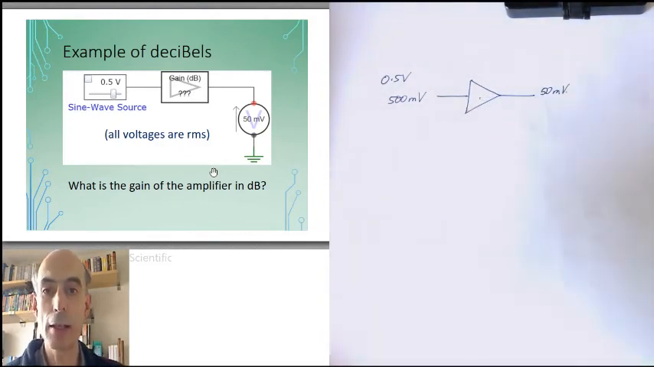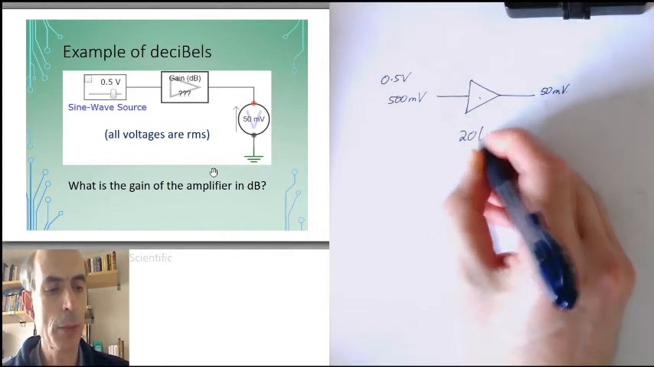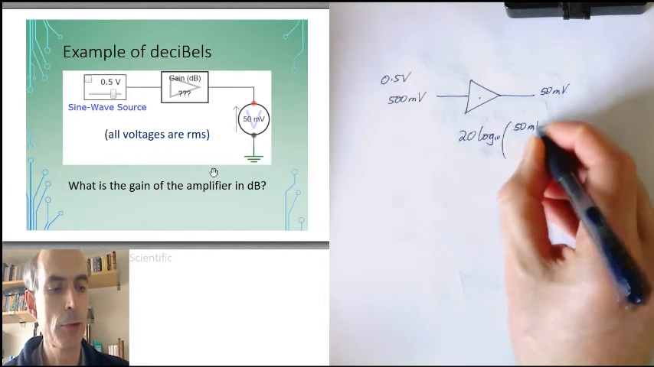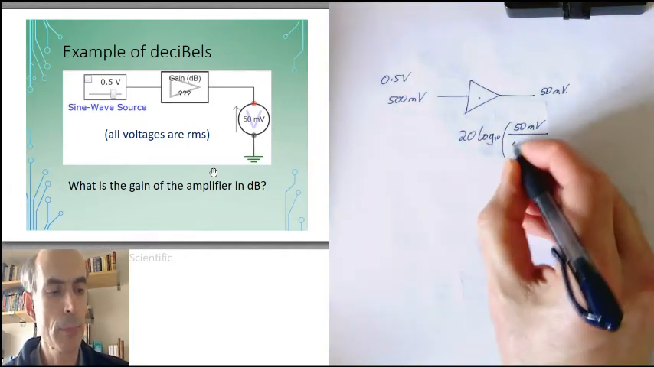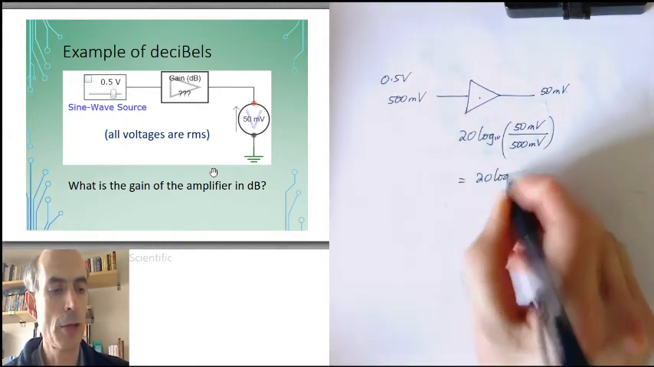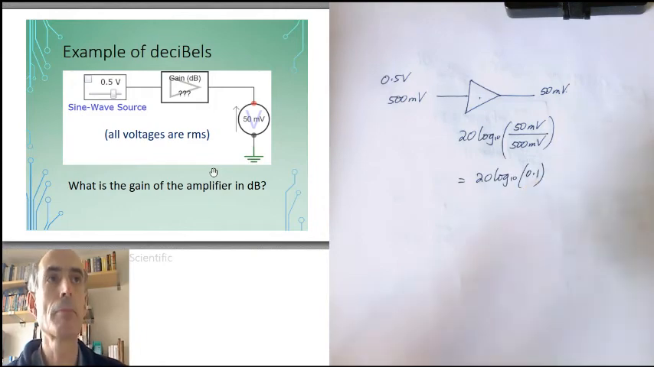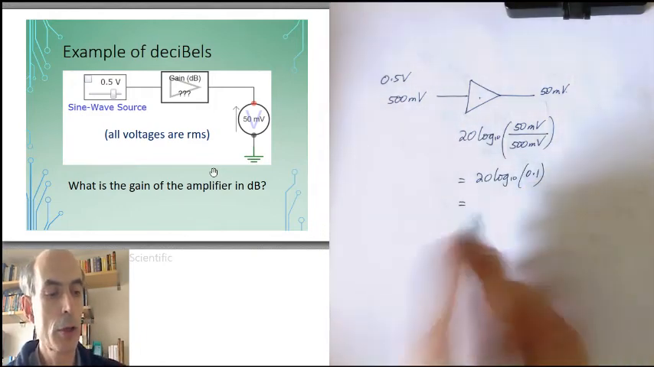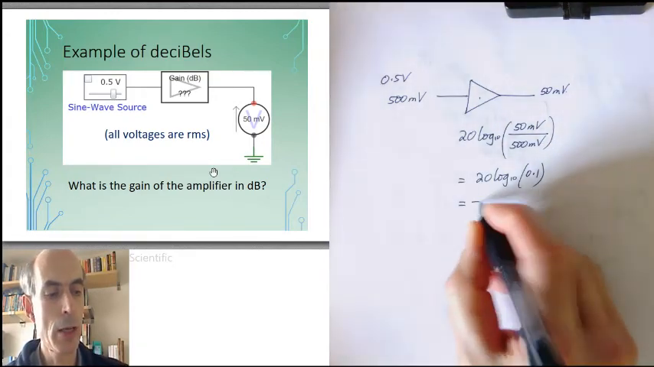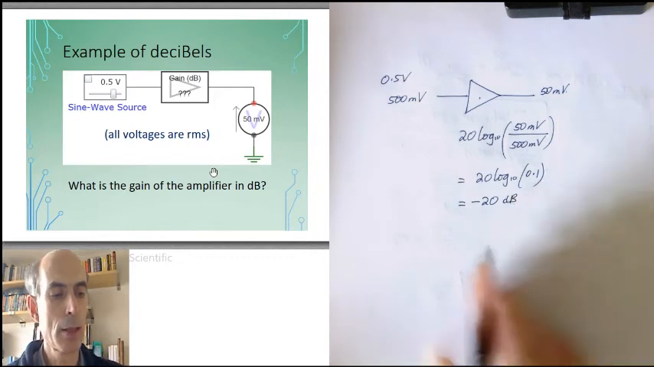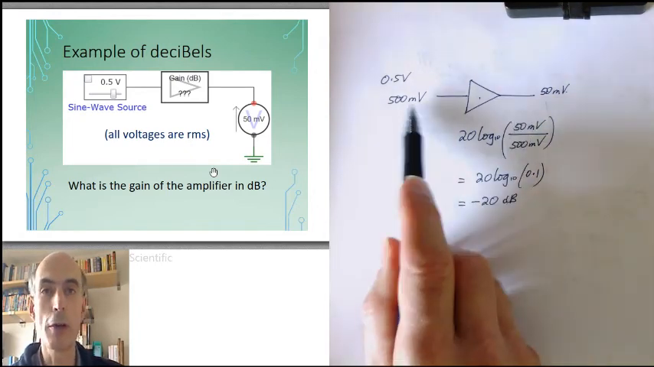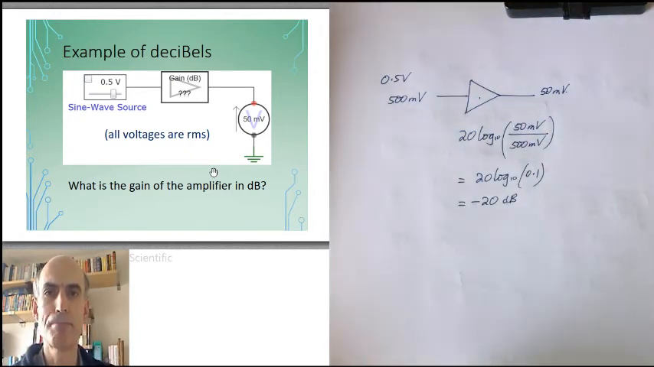Well, we can just directly apply the formula. 20 times log to the base 10 of the output voltage, 50 millivolts, divided by the input voltage, 500 millivolts. That would be 20 times log to the base 10 of 0.1, 1/10. Log to the base 10 of 0.1 is -1, so that would be minus 20 dBs. The fact that this is a negative dB just means that the output is smaller than the input. It happens quite a lot.